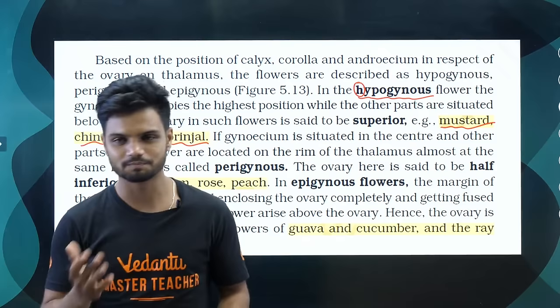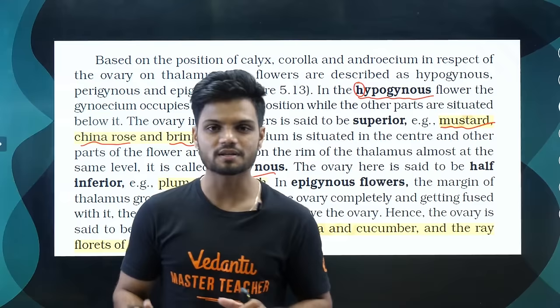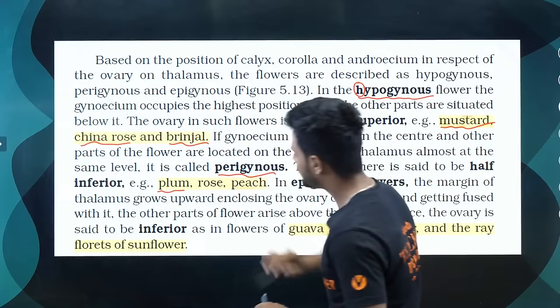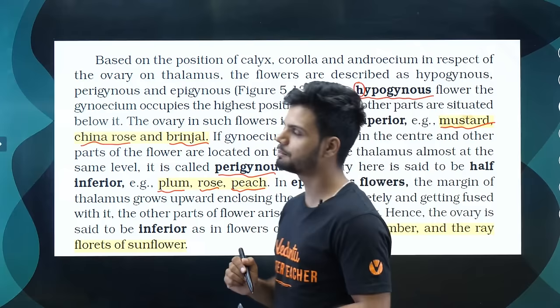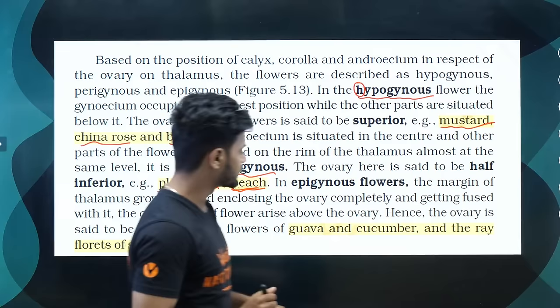That is for hypogynous. What about perigynous? Perigynous is a very simple trick: People pluck pink roses. P in people stands for perigynous, P in pluck stands for plum, roses stands for rust, and pink, the P stands for peaches. So people pluck pink roses. PPP, PPR. People pluck pink roses.